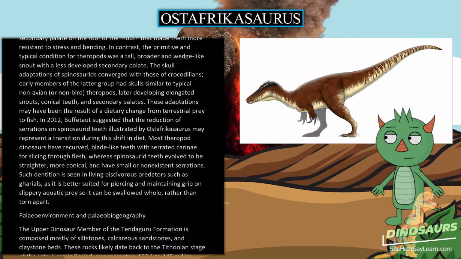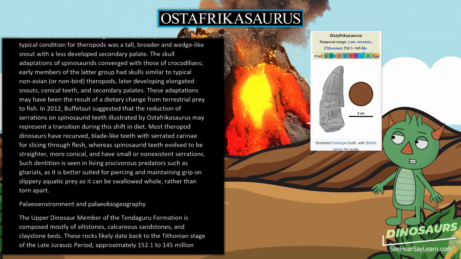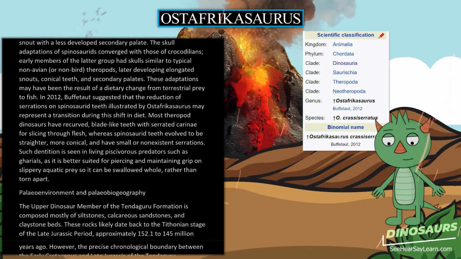Such dentition is seen in living piscivorous predators such as gharials, as it is better suited for piercing and maintaining grip on slippery aquatic prey so it can be swallowed whole, rather than torn apart.